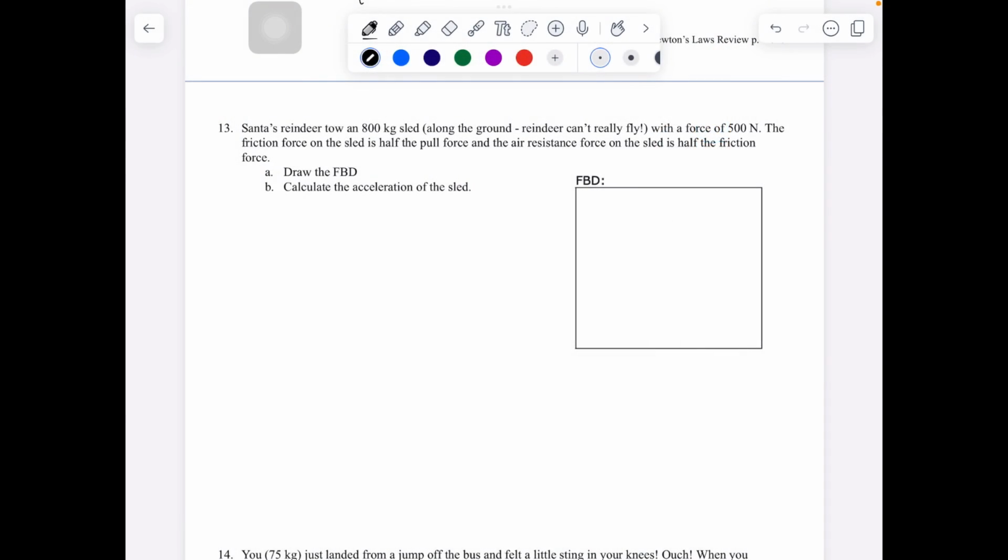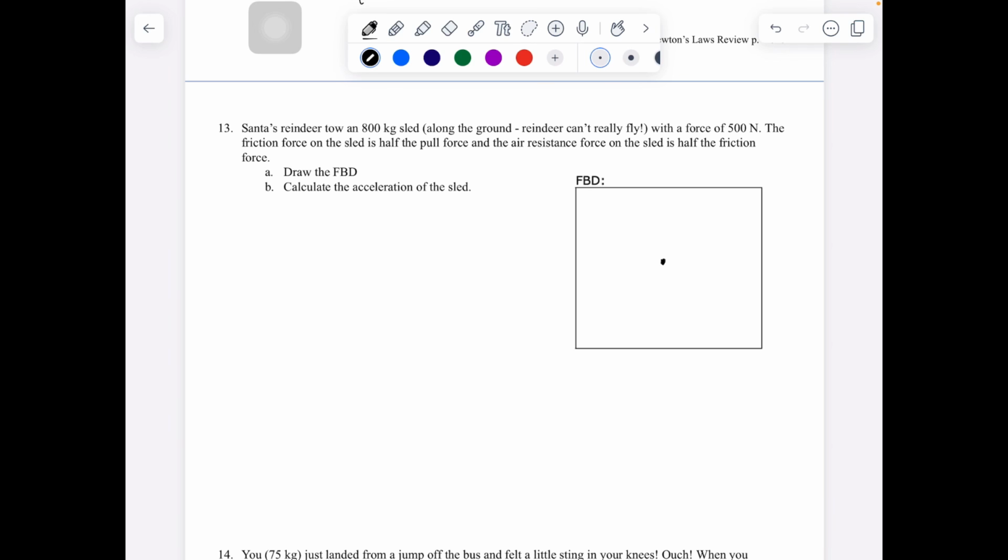Alright, let's go ahead and do this next problem. Number 13: Santa's reindeer tow an 800-kilogram sled along the ground. Reindeer can't really fly. Shucks. With a force of 500 newtons. The friction force on the sled is half the pull force, and the air resistance force on the sled is half the friction force. Draw a free body diagram.